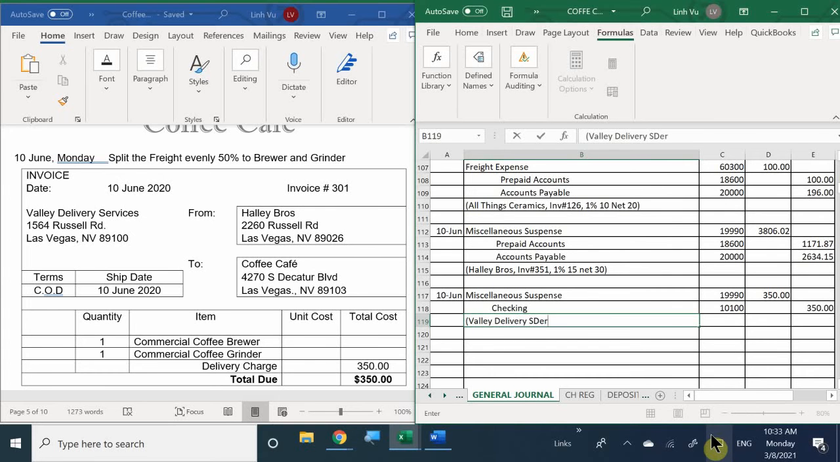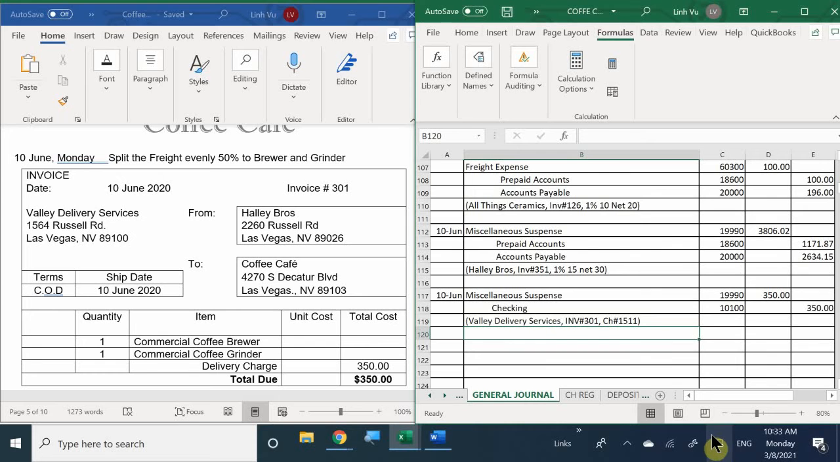So this is to Valley Delivery Services. Okay. Which we have an invoice number 301, and we wrote a check to them, check number 1511. Okay, and this is to pay for the shipping on these items.